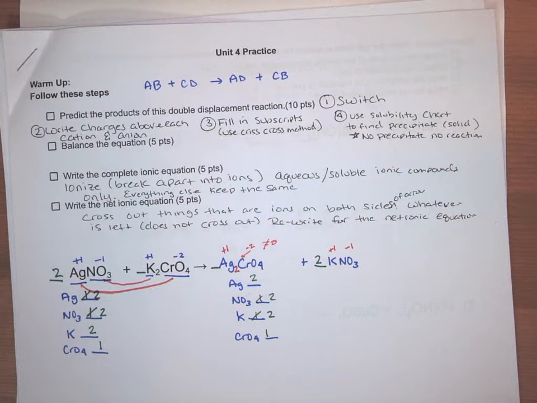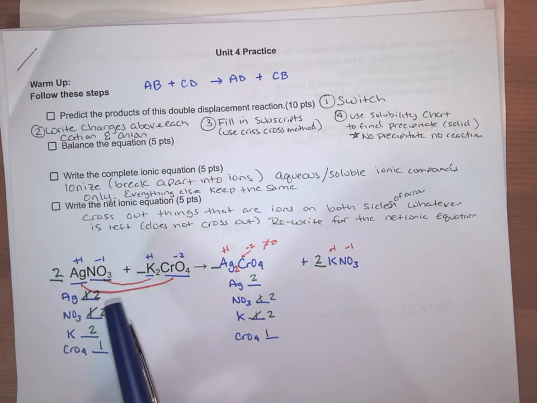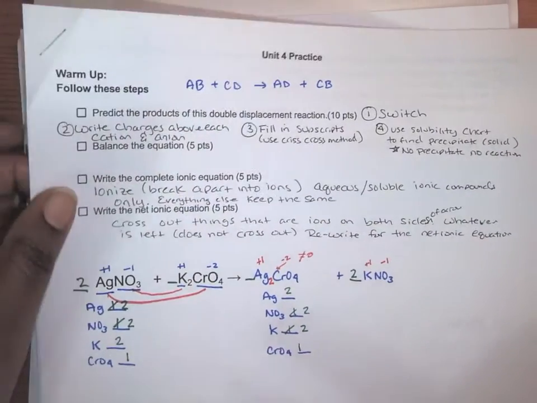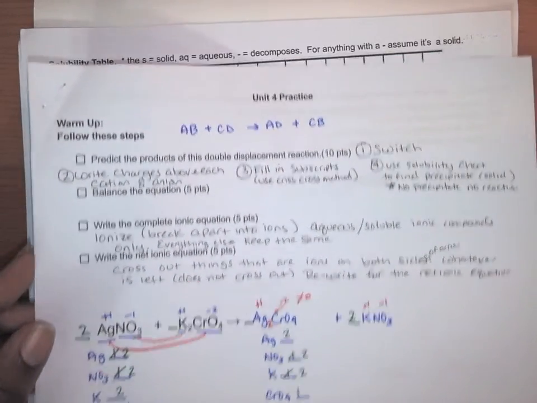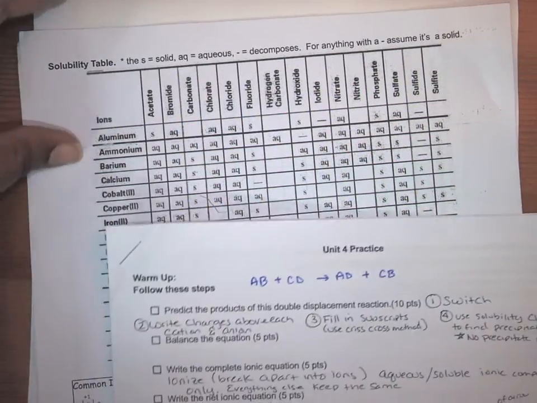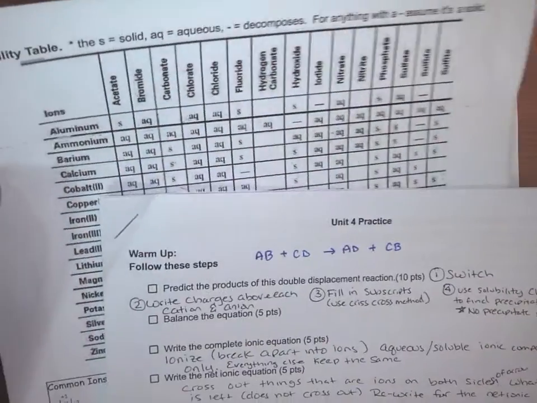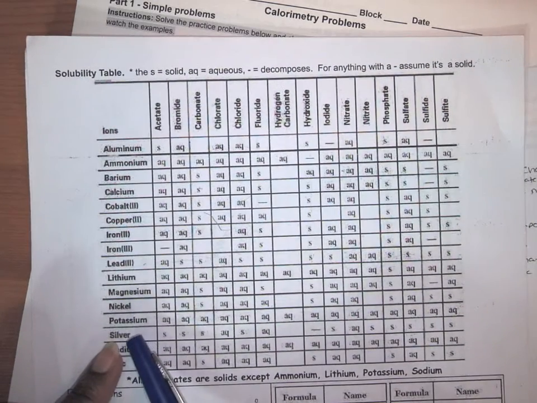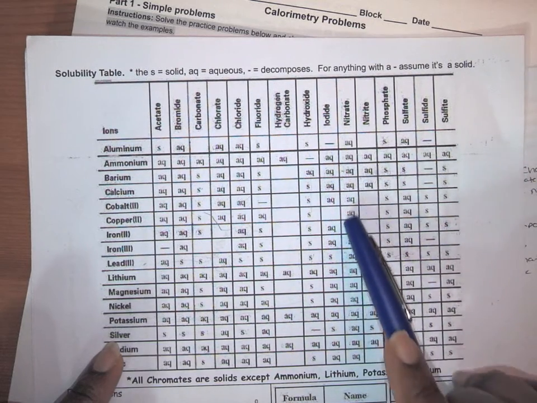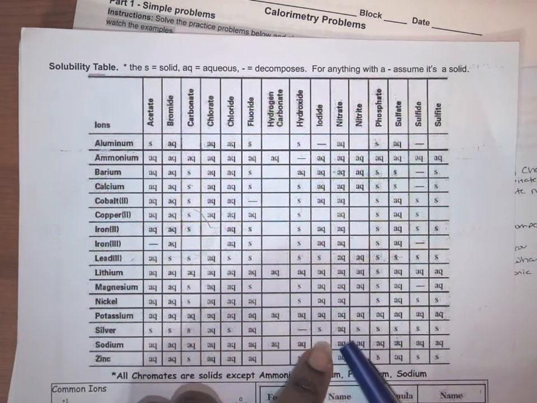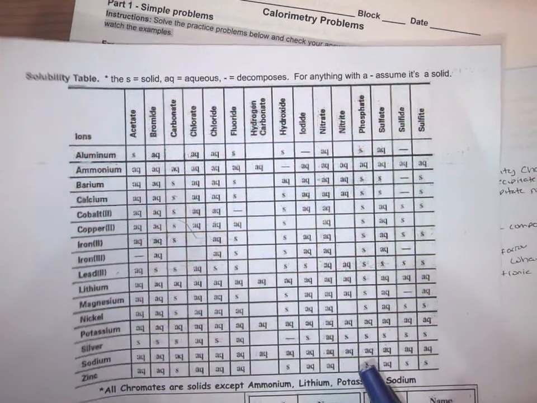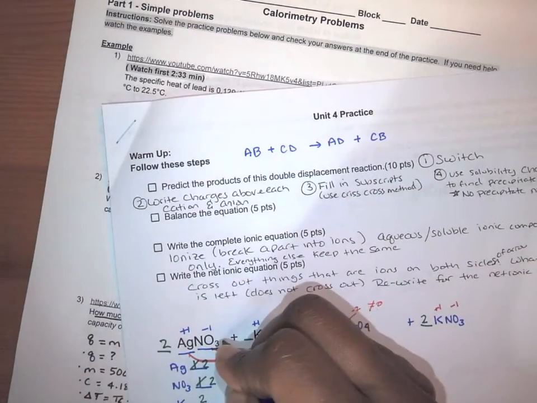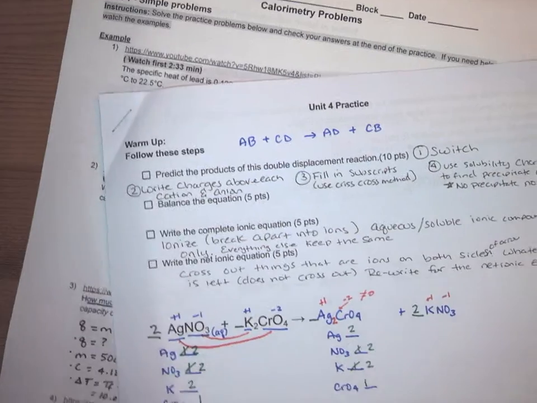Now, the last thing I want to talk about is complete and ionic equations. To figure that out, we need to go to our chart and figure out which of these is solid or aqueous. If you look on the chart here, we're going to start with silver nitrate. Silver is here in this column, so I go to the bottom of the column, and then I'm going to go over to nitrate, and I'm going to see where the two intersect, and where they intersect, it says aqueous, so I know that that's aqueous. So I'm going to put AQ next to it.